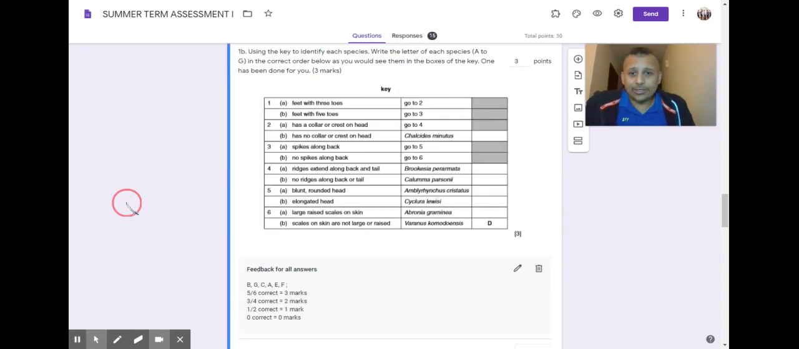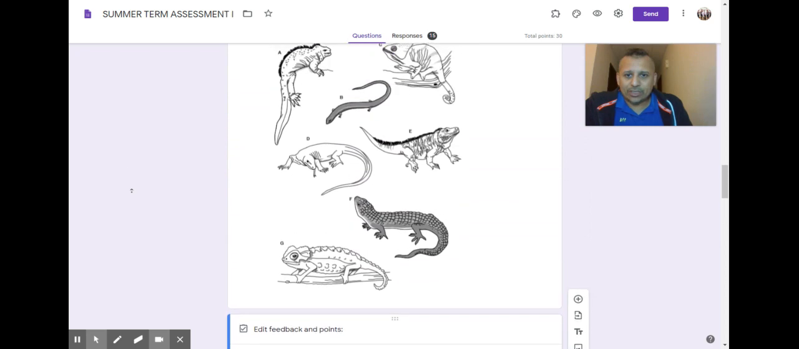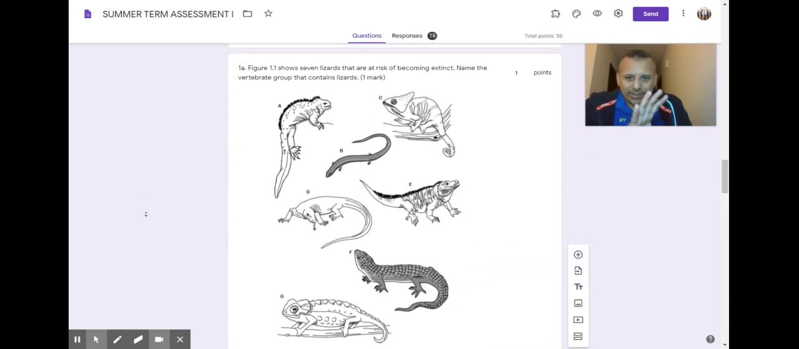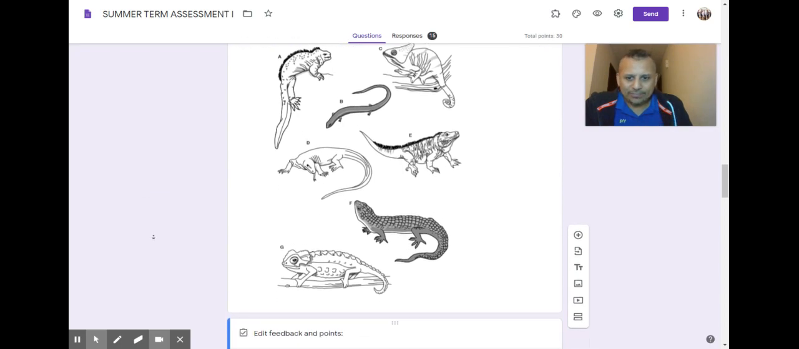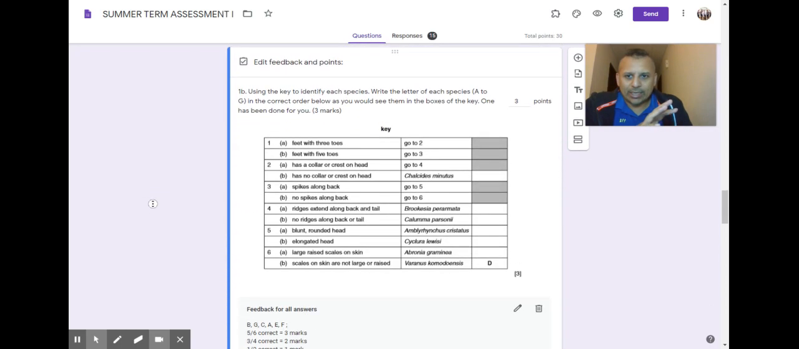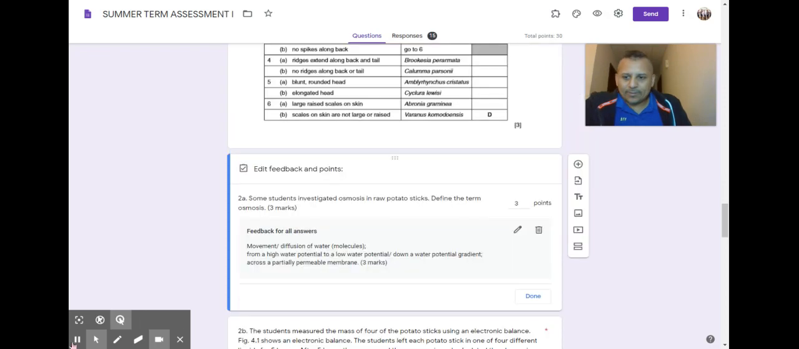So what you can do is go through the video and use these examples A, B, C, D, E, F, G, and have a go at the identification of the species. The order for the answers should be B in this top one over here, then G, then C, then A, then E, and then finally F.